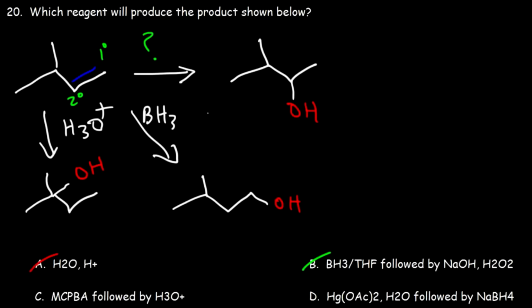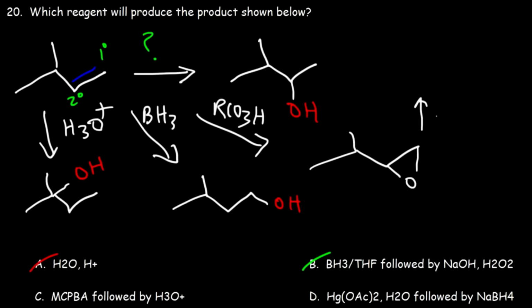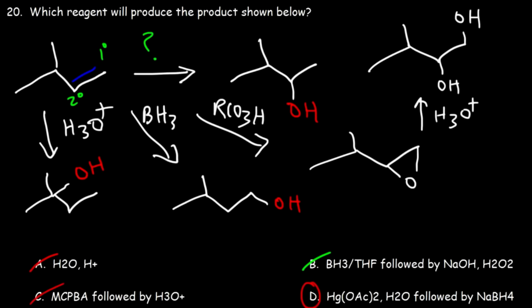Now, answer choice C. We have MCPBA, metachloroperoxybenzoic acid. Once we add that, we're going to get an epoxide, which will look like this. And then once we add H3O+, the ring will open, giving us 2 alcohols, which we don't want. We want 1 alcohol, we don't want a diol. So C is eliminated. The only one that will give us the Markovnikov product without rearrangement is mercury acetate with water followed by sodium borohydride. So D is the right answer.